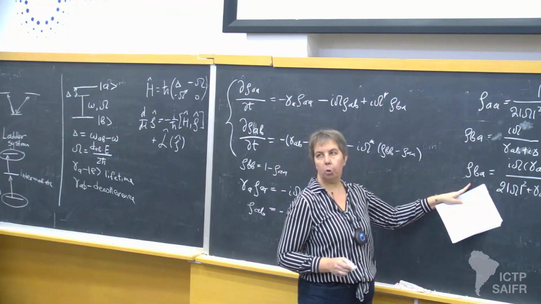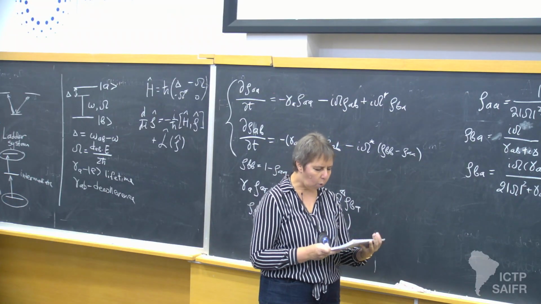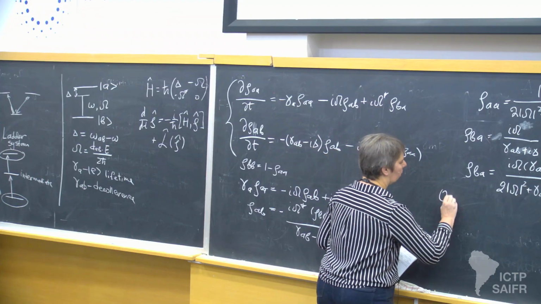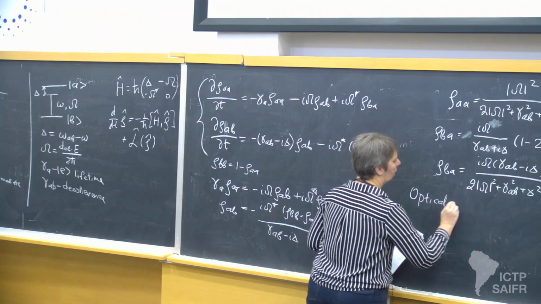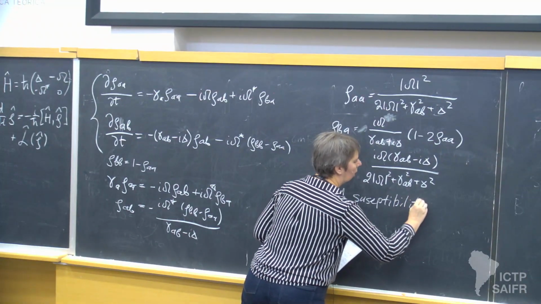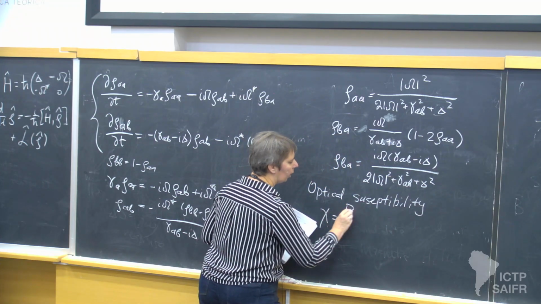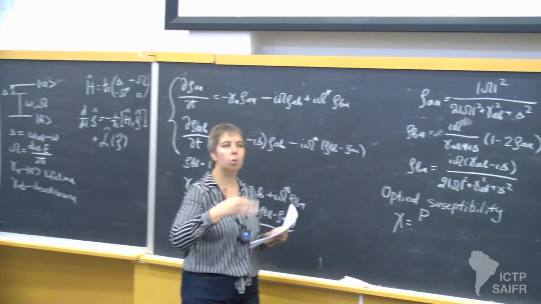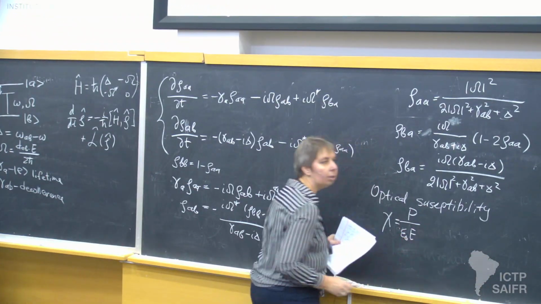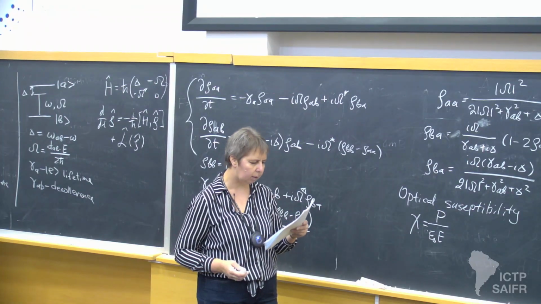So why do I need rho BA at the end? Because this is a component of the optical susceptibility, right? So, optical susceptibility, on the one hand, is the ratio between the polarization induced in the system divided by epsilon naught times the amplitude of your electromagnetic field, the laser field.